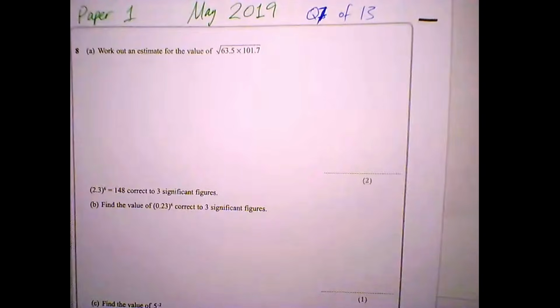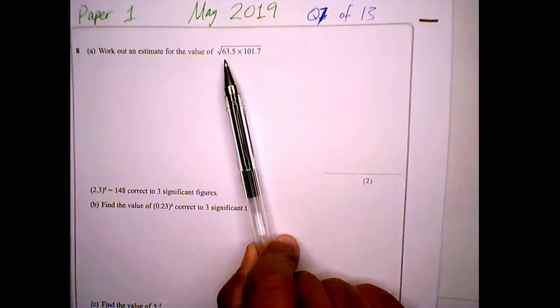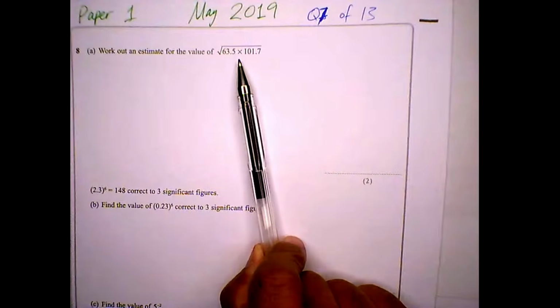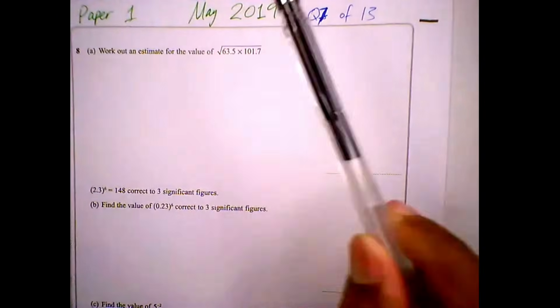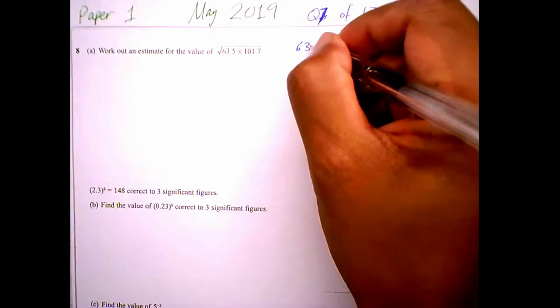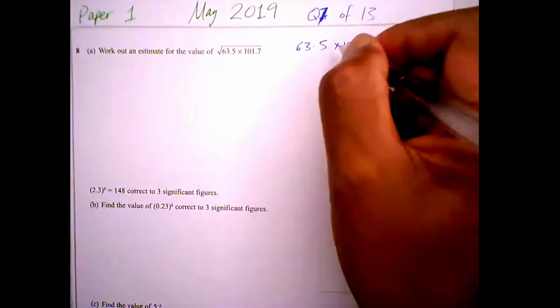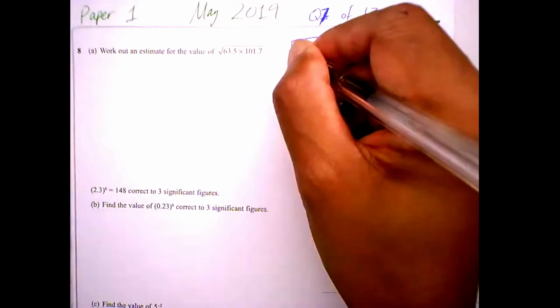Okay, so work out an estimate for the value of 63.5 times 101.7. So I'm just going to rewrite this. 63.5 times 101.7 all square rooted.